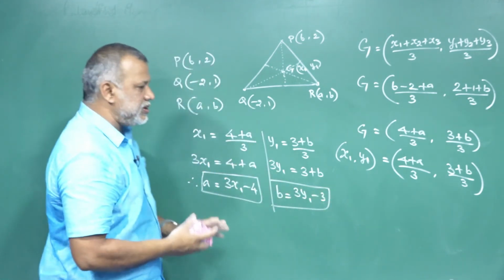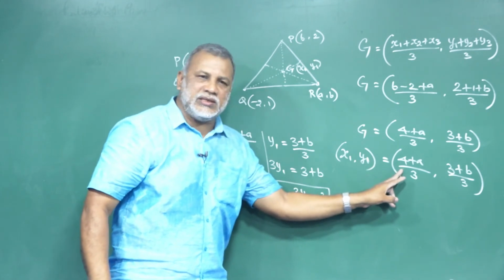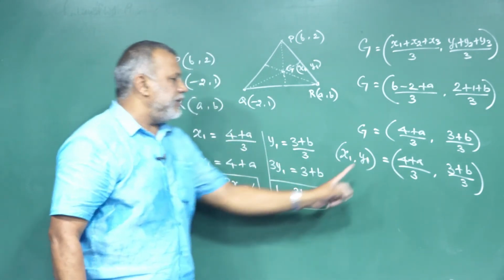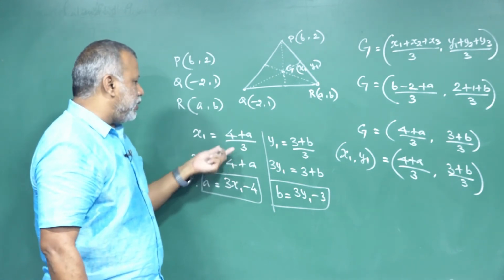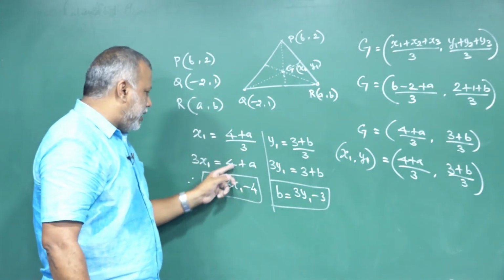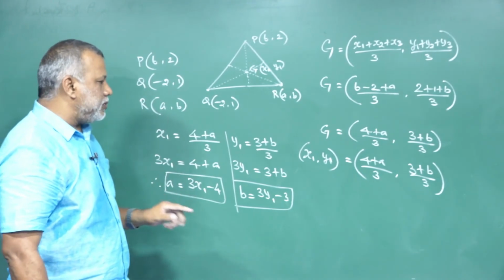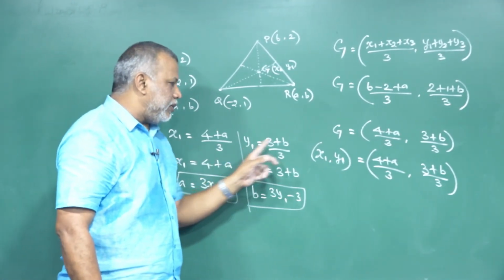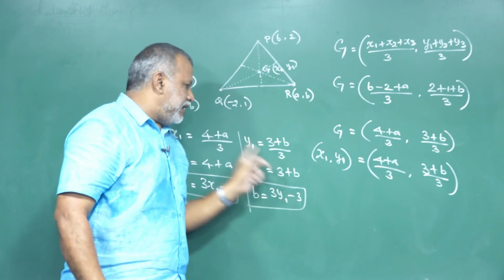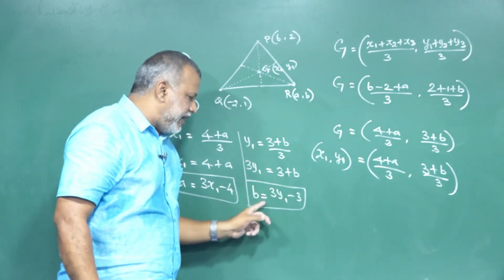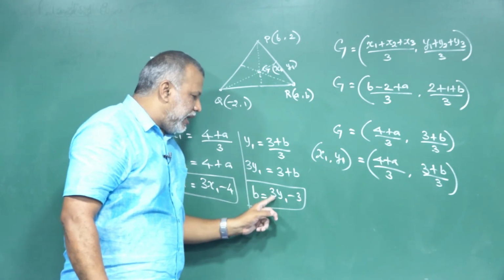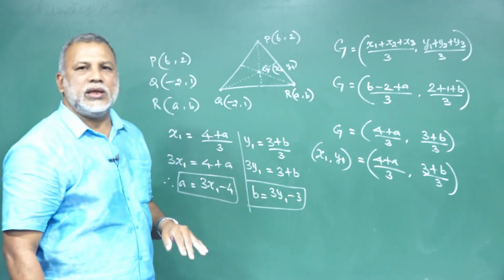So listen to these observations. x1 is equal to (4 plus a) divided by 3. Cross multiply, 3x1 equal to 4 plus a. So a equal to 3x1 minus 4. In the same way, y1 equal to (3 plus b) divided by 3. Cross multiply, 3y1 is equal to 3 plus b. We need b. b equal to 3y1 minus 3.